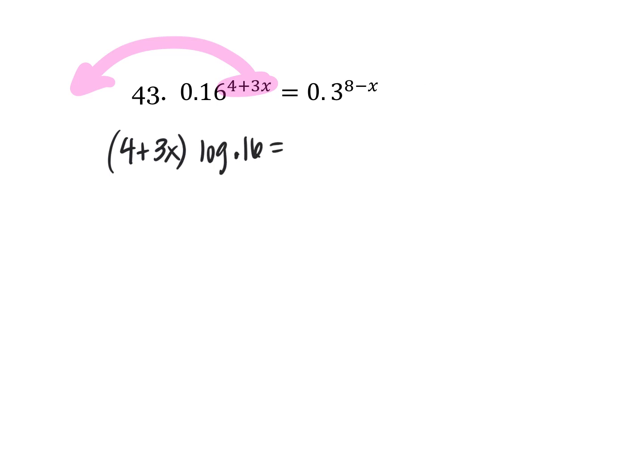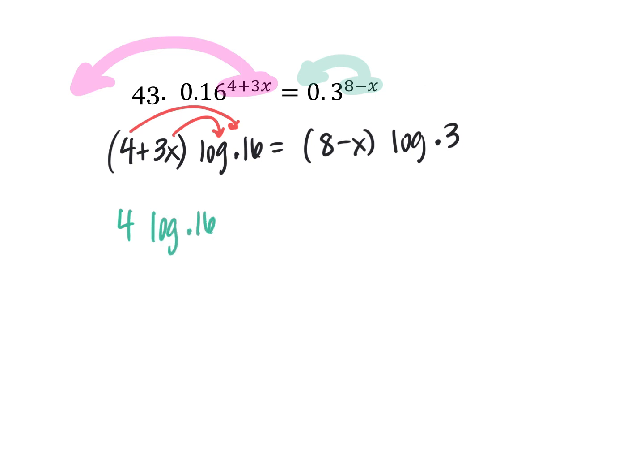What do I have on the right side? 8 minus X, in parentheses. Log 0.3. Beautiful. Any ideas? No, it's a distribution. We got to distribute. So, I just want to clarify. Remember when you said distribute before? That was when I had like an X plus 3 here. You don't distribute with this, but anything out front, you can distribute to this quantity. So we got 4 log of 0.16 and 3X log of 0.16. Distribute on the right side too. 8 log of 0.3 minus X log of 0.3.